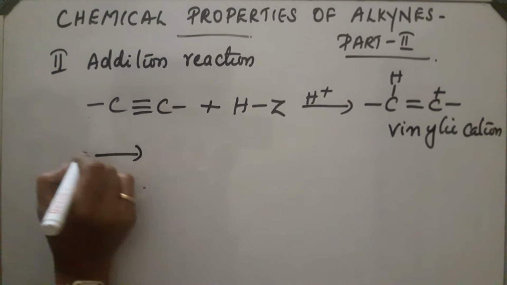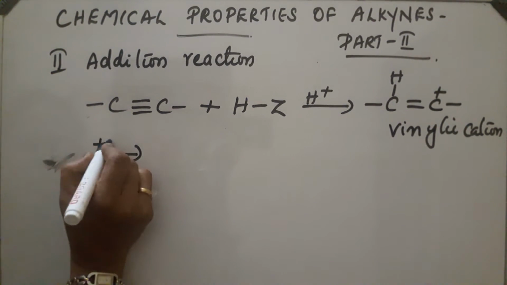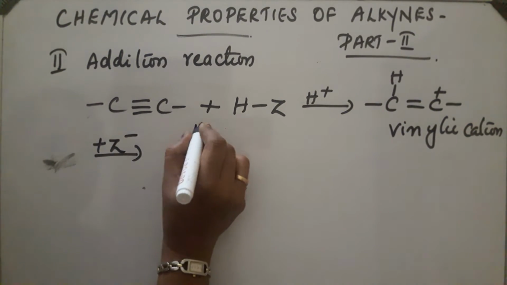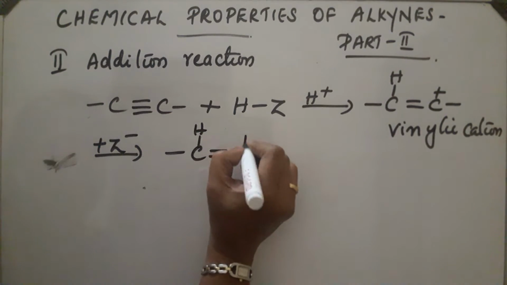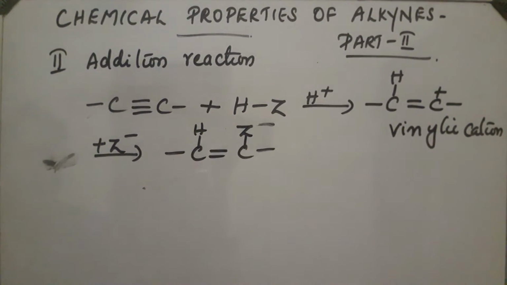Next, the Z minus will attach to the positive side of the carbon atom. So the compound obtained will be the double bond with Z. This will be the product. So the first molecule is attached like this. The similar case repeats and this alkene gets converted into an alkane. So these are the steps involved in the addition reaction.